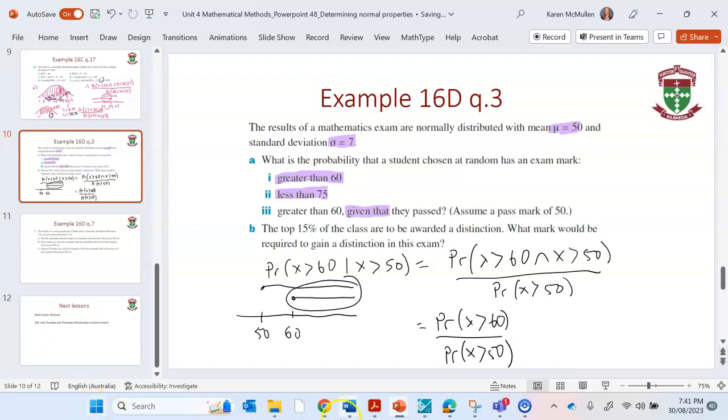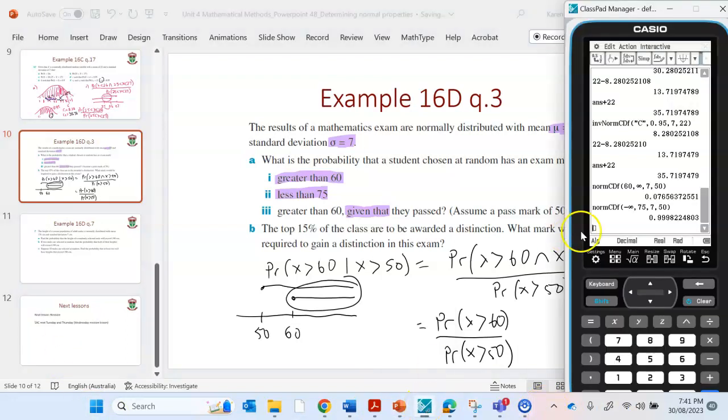All right, so we can easily just do that on the calculator. So I already did greater than 60, so I'm just going to take that down and change that 60 to 50. And just make sure you get it around the right way. So we want greater than 60 on our numerator, divided by 0.5. We didn't need to drag that down, but all right, so there we go, 0.1531.